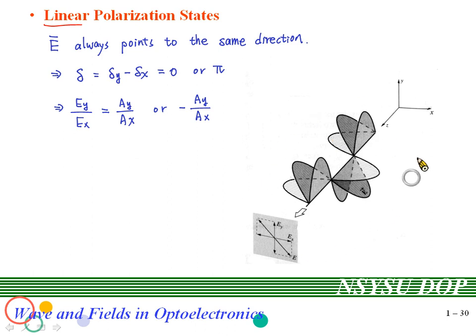The figure on the right-hand side shows an example of the linear polarization. If the components Ex and Ey have a fixed ratio, the total E field will have a fixed angle to the x-axis and to the y-axis. As a result, you can see that the direction of the E field points to the same direction with time, like this. So we call it linear polarization.